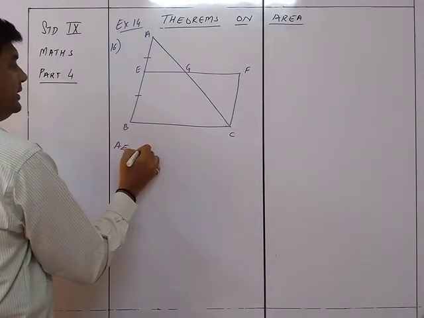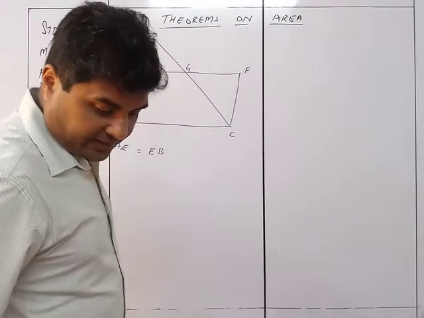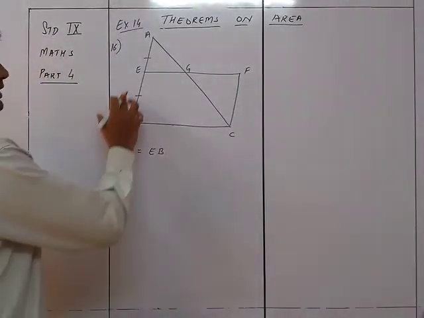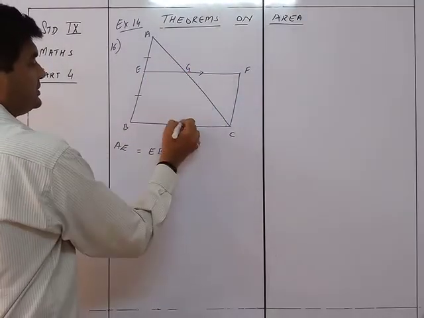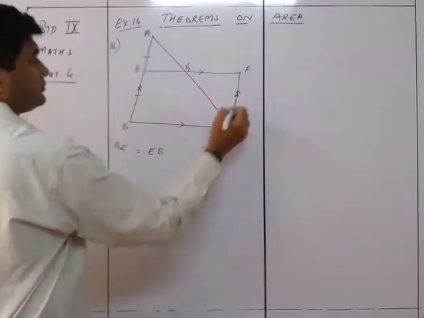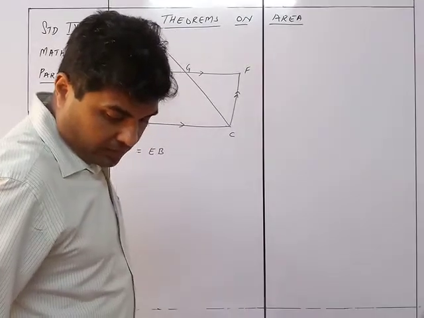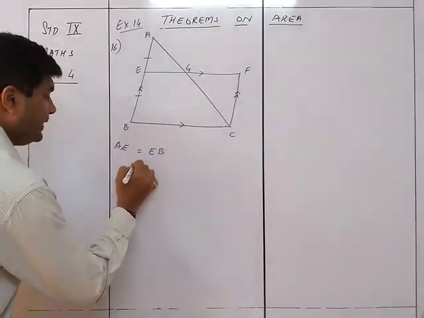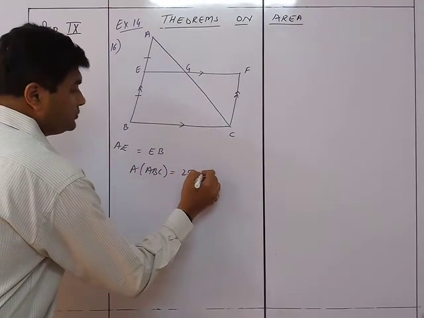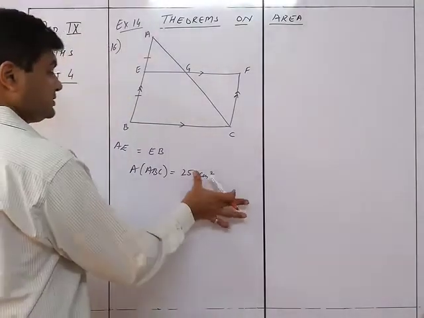So AE is equal to EB. Second thing they are given is that EBCF is a parallelogram. And you are given the area of triangle ABC is equal to 25 centimeter square, or square units.